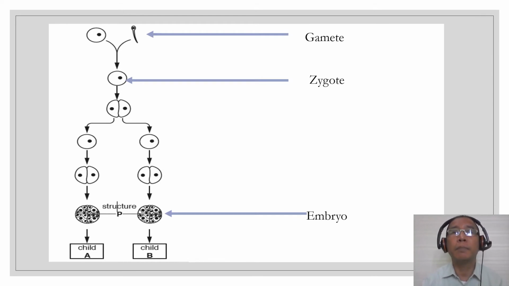The cells on the top are the gametes, which are your ovum, your egg cell, and your sperm cell. Once they fuse, they become the zygote or the fertilized egg, and this will divide into two new cells by mitosis, and this will continue to divide still to become an embryo inside the uterus to become the fetus, child A and child B. So in 1A, the answer is gamete and zygote. In 1B, the answer for structure P is embryo.